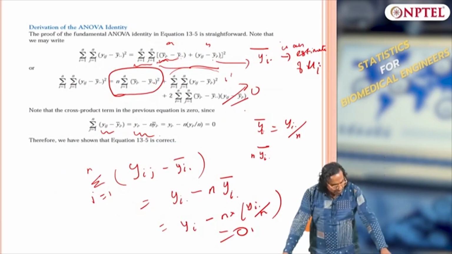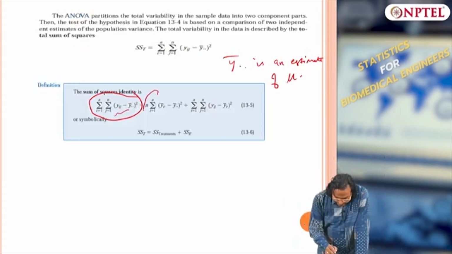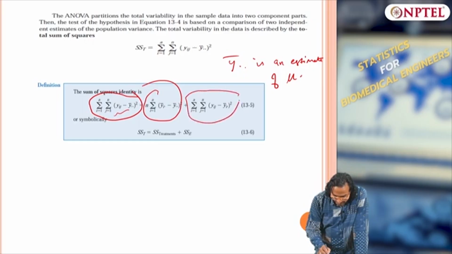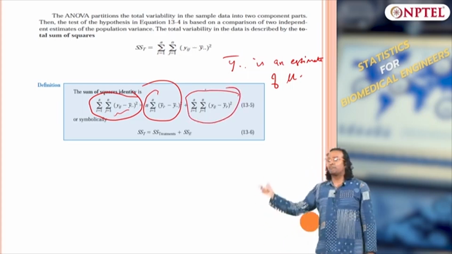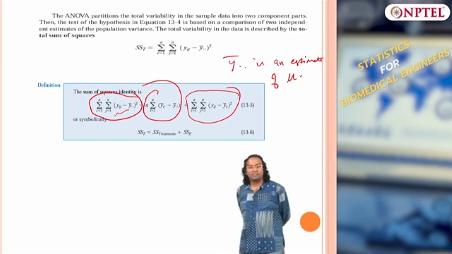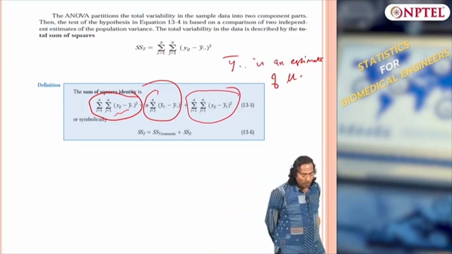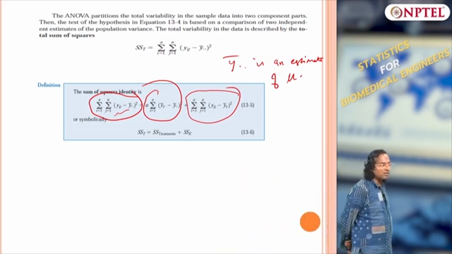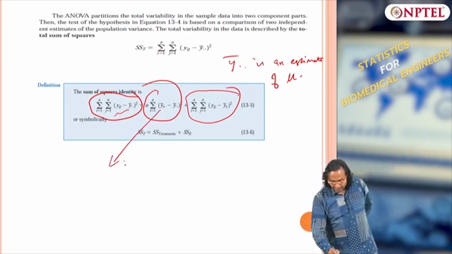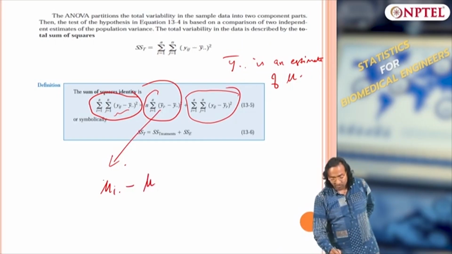I am left with two terms. One is n times summation of (yi dot bar minus y bar dot dot) the whole square, and then (yij minus this thing). So, can we have some physical meaning for this? Can we interpret these two parts of the equation? What is the first part? Yi dot bar minus y bar dot dot, what is that? It is an estimate of, and the second one is an estimate of mu.